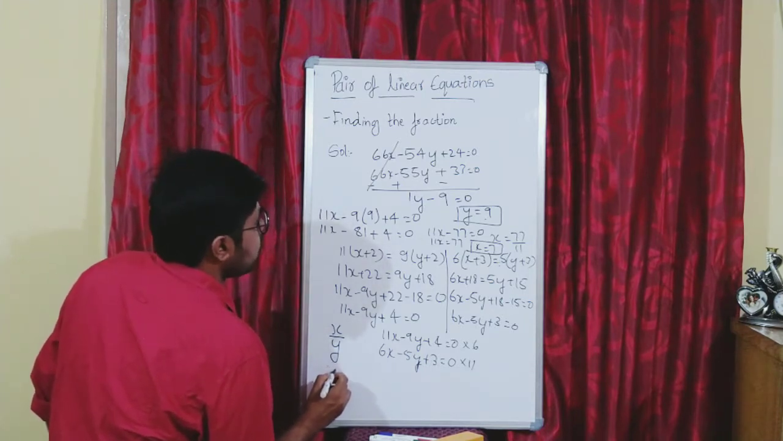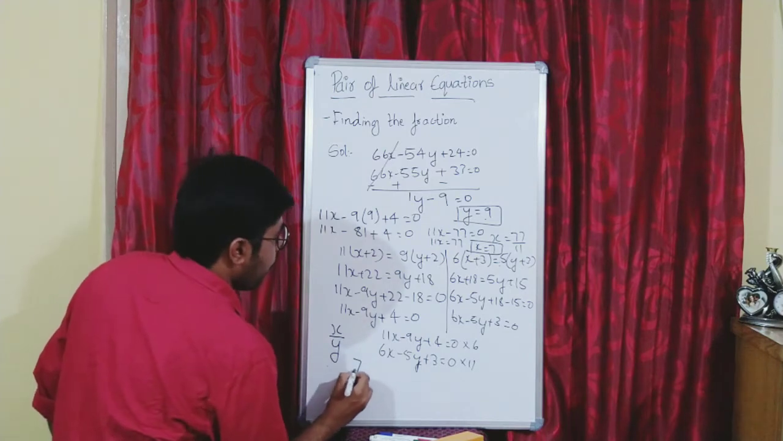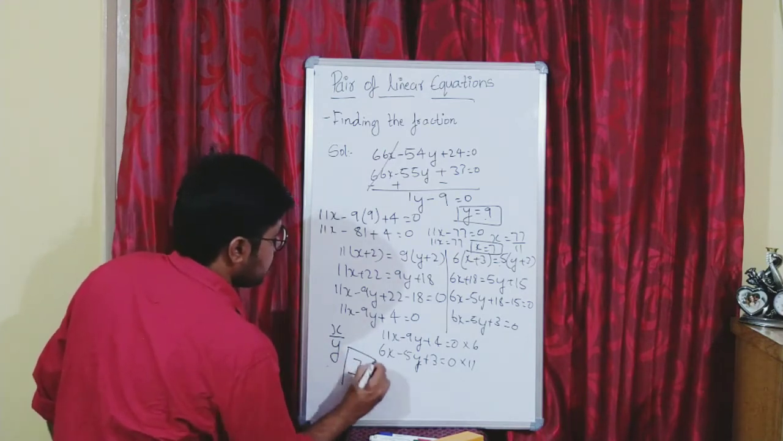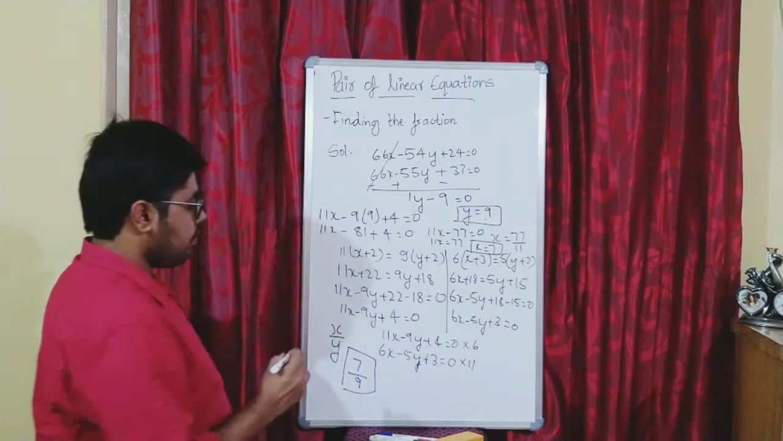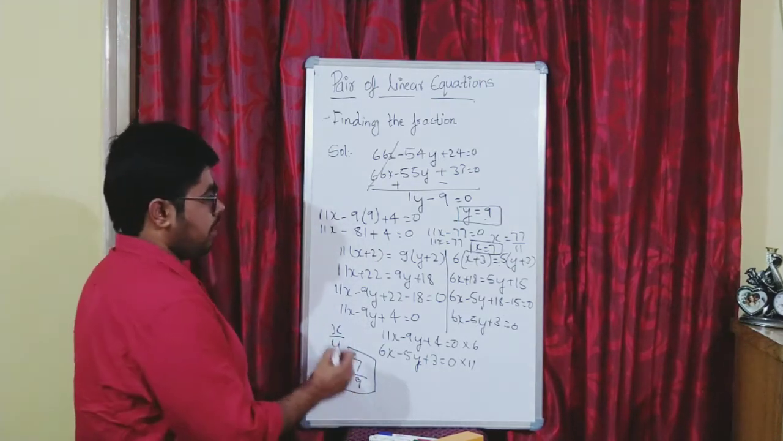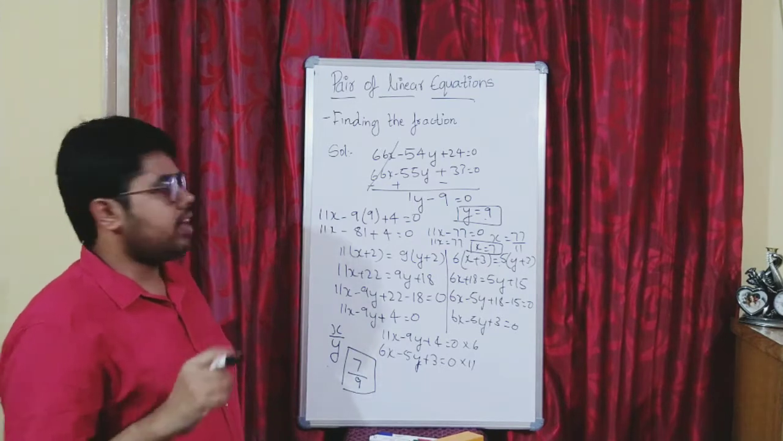what is x? X we found out to be 7 and y to be 9. Our fraction is 7 by 9. This is the final answer. You need to write it in words. The fraction is 7 by 9. I hope you understood. Very simple.